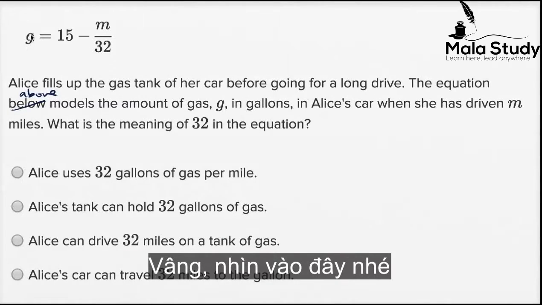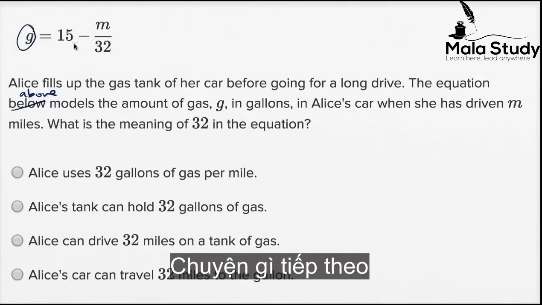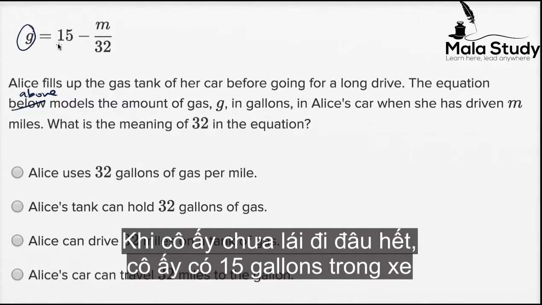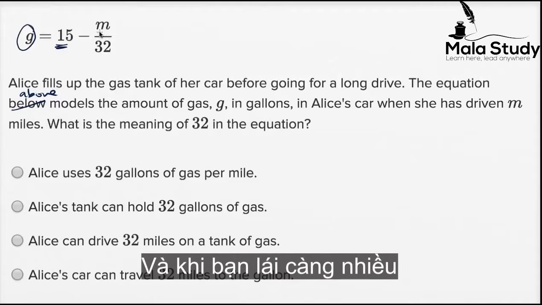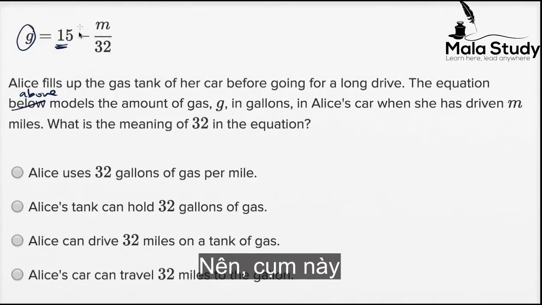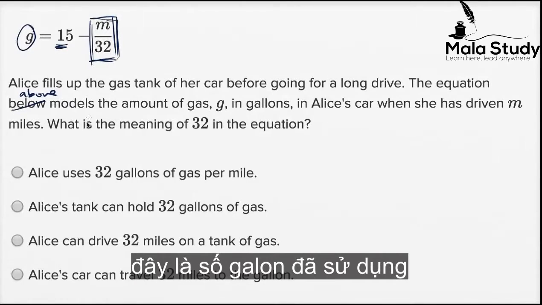All right, let's look up here. This is the gallons that she has left in her car. And what's going on here? It makes sense that when m is 0, when she's driven nothing, she's going to have 15 gallons in her car. And then as you drive more and more, you're going to subtract more and more gallons from her car. So this term right over here is the number of gallons used up.